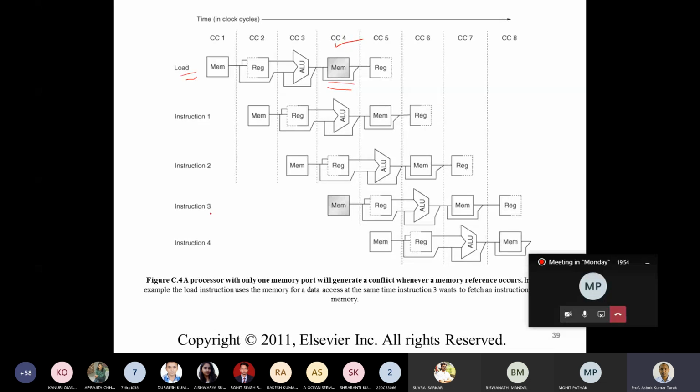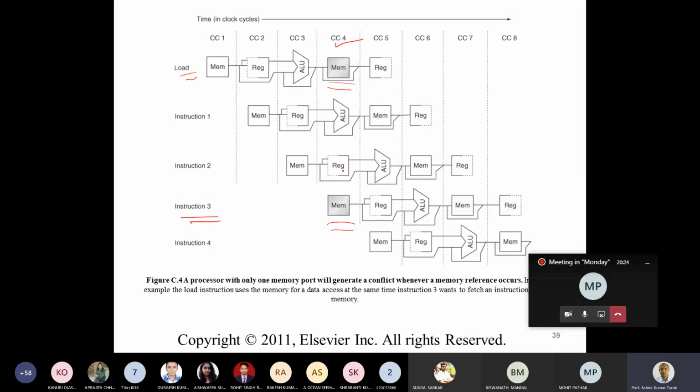Now let's look at instruction 3. Here also the memory is read. Instruction 3 is reading the memory to fetch the instruction in clock cycle 4, and the load instruction is reading the memory to fetch the operand. So there is a resource conflict, and it is going to take place because we have only one memory port, where both the instructions and the operand are stored. So a resource conflict occurs.